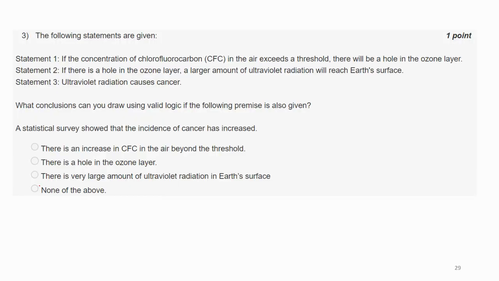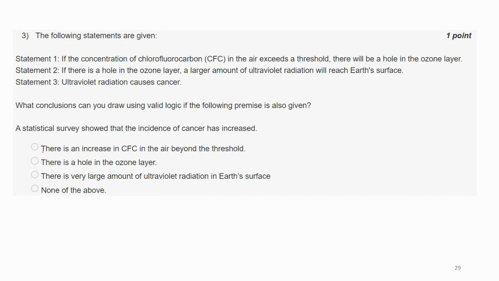Now the premise is given. A statistical survey showed that the incidence of cancer has increased. So it means the incidence of cancer has increased. Now, what are the conclusions given? Now you can understand that only one will be correct from here.